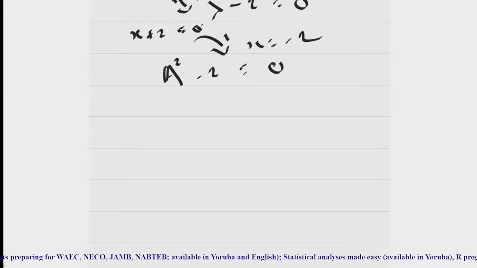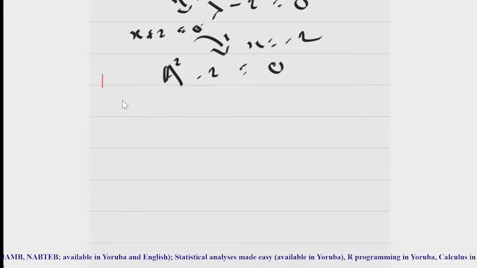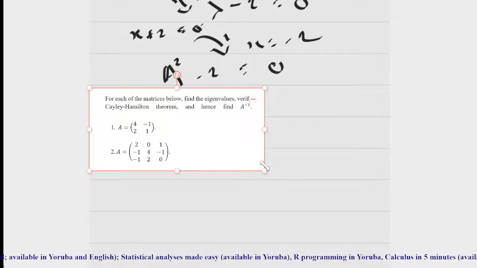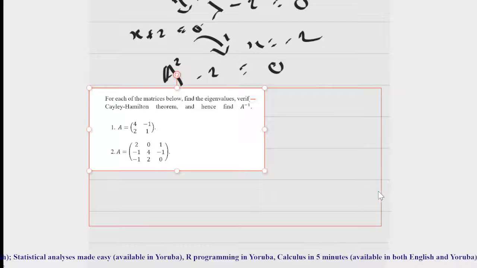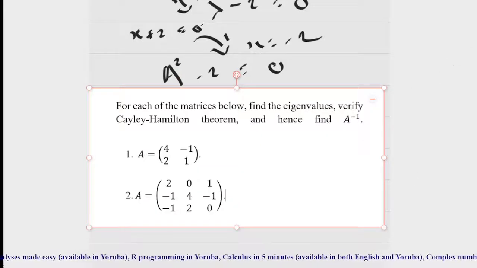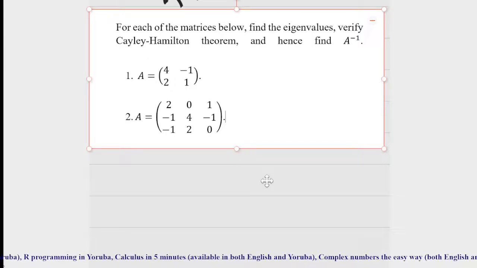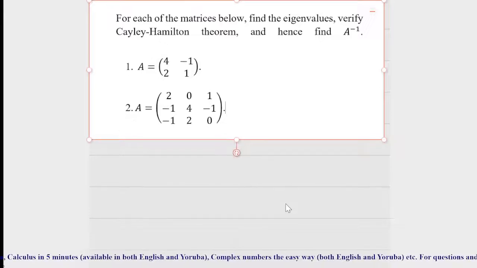I will give you one on a 2 by 2 matrix. Remember, you can only find this on your square matrix. Okay, look at this question. Let me just expand it. The question says, for each of the matrices below, you have to find the eigenvalues, then verify the Cayley-Hamilton theorem and hence find the inverse of A.